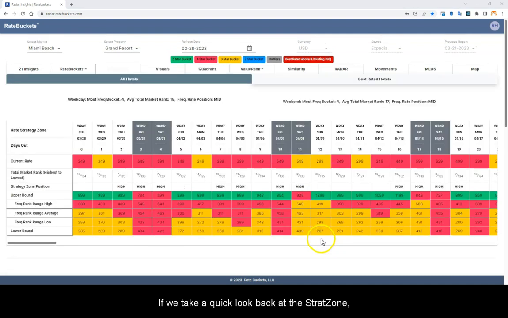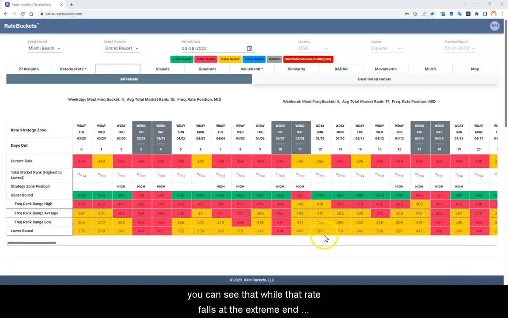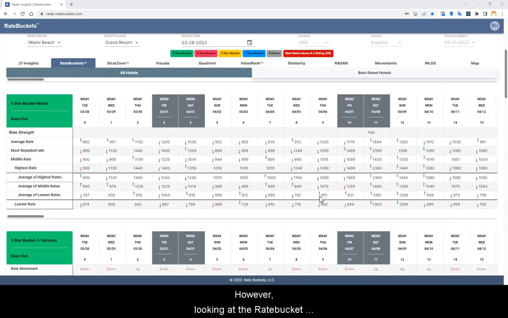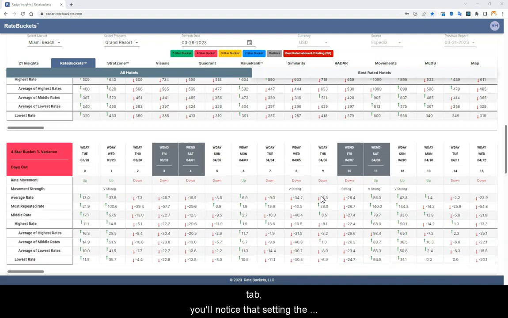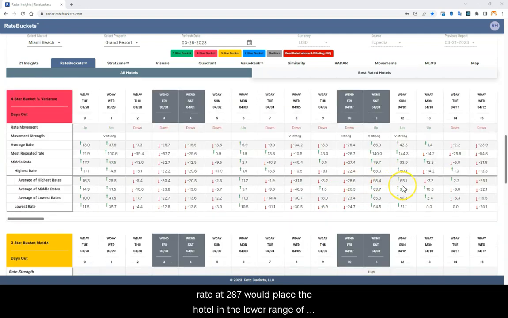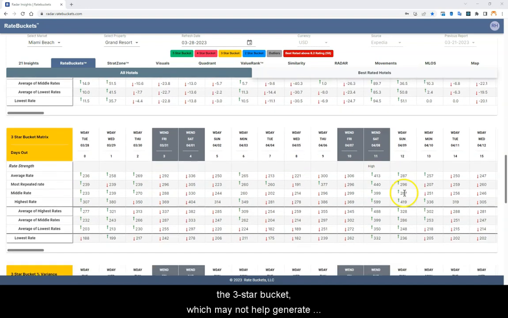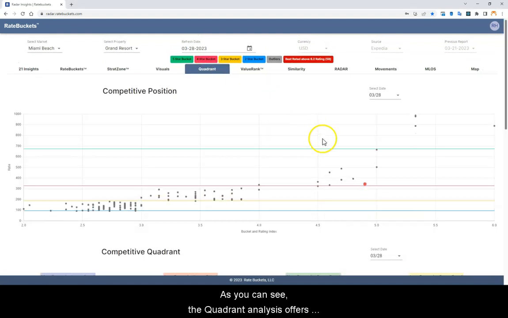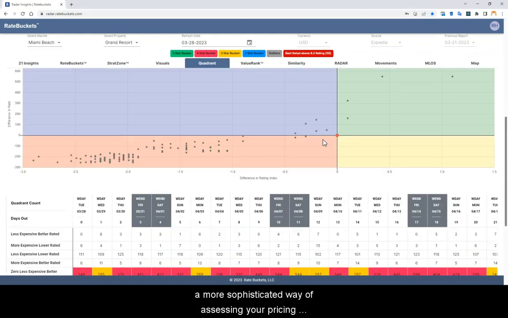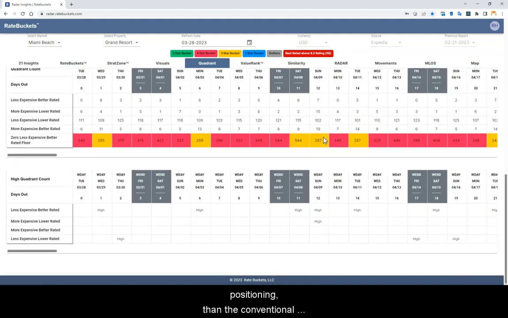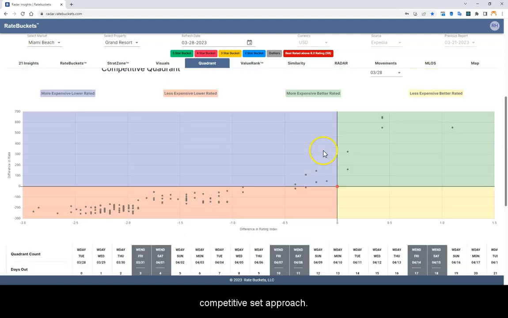If we take a quick look back at the strat zone, you can see that while that rate falls at the extreme end of the hotel's pricing range, it is still within the typical bounds. However, looking at the rate bucket tab, you'll notice that setting the rate at $287 would place the hotel in the lower range of the 3-star bucket, which may not help generate any additional revenue. As you can see, the quadrant analysis offers a more sophisticated way of assessing your pricing positioning than the conventional competitive set approach.